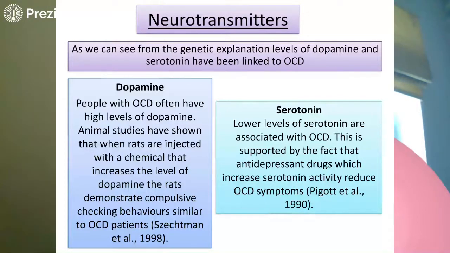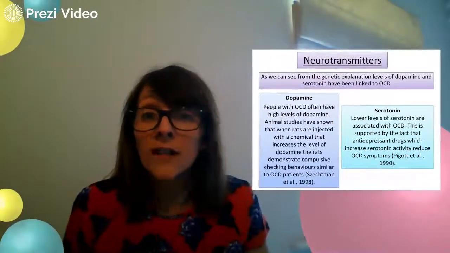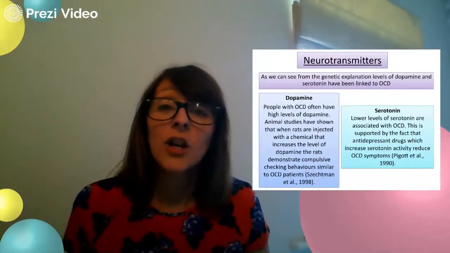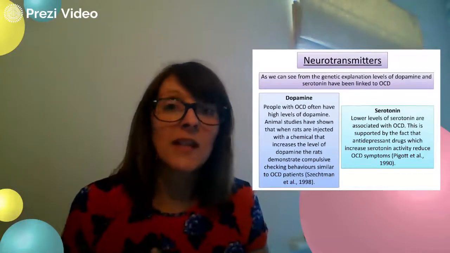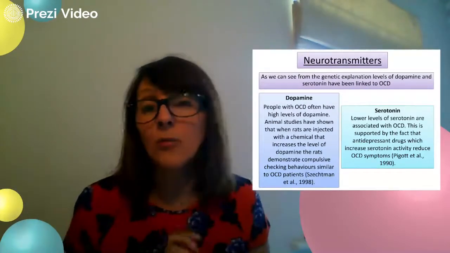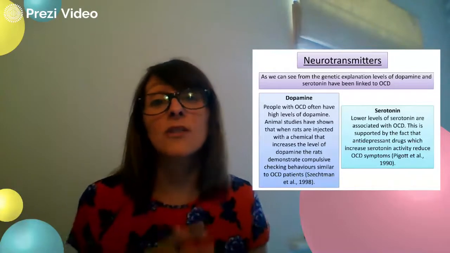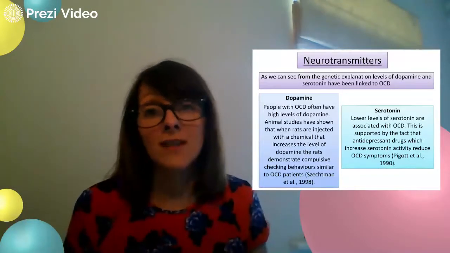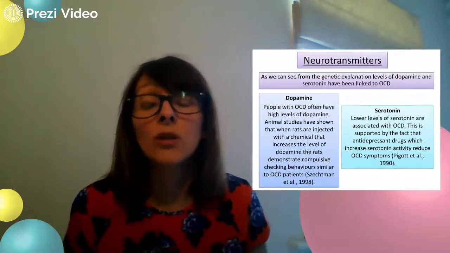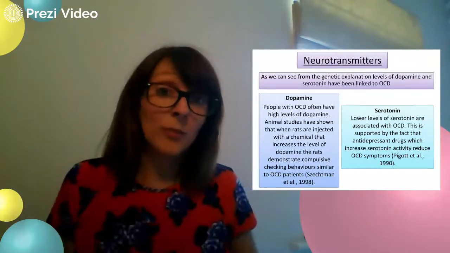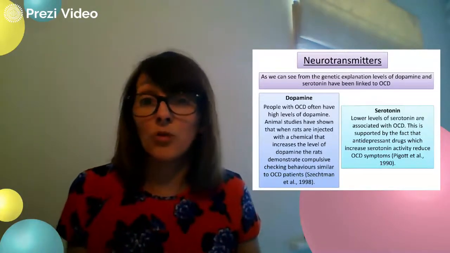We can't say that it's definite, so you have to remember, with all of the explanations that we're using here, we can't say that it proves that it is one thing or another. We can't prove that it's biological. We can just suggest that serotonin and dopamine have a role with regards to OCD. It could be a combination of both factors, or it could be just one.